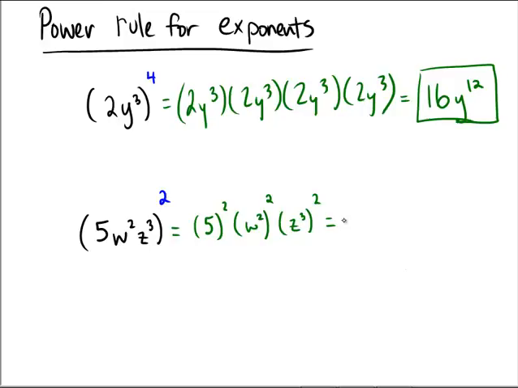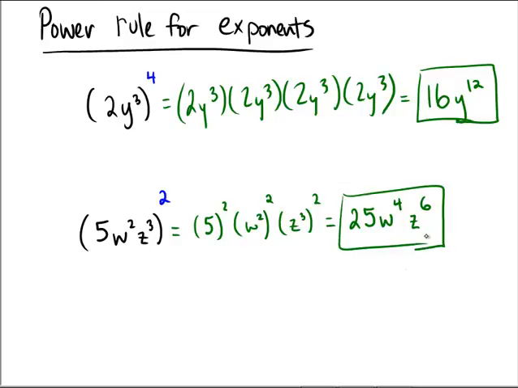Now, 5 squared, of course, is 25, because 5 times 5 is 25. W squared to the 2 is w to the 4, because of the power rule for exponents, which is multiplication for exponentiation. And then z cubed squared is z to the 3 times 2, which is z to the 6.